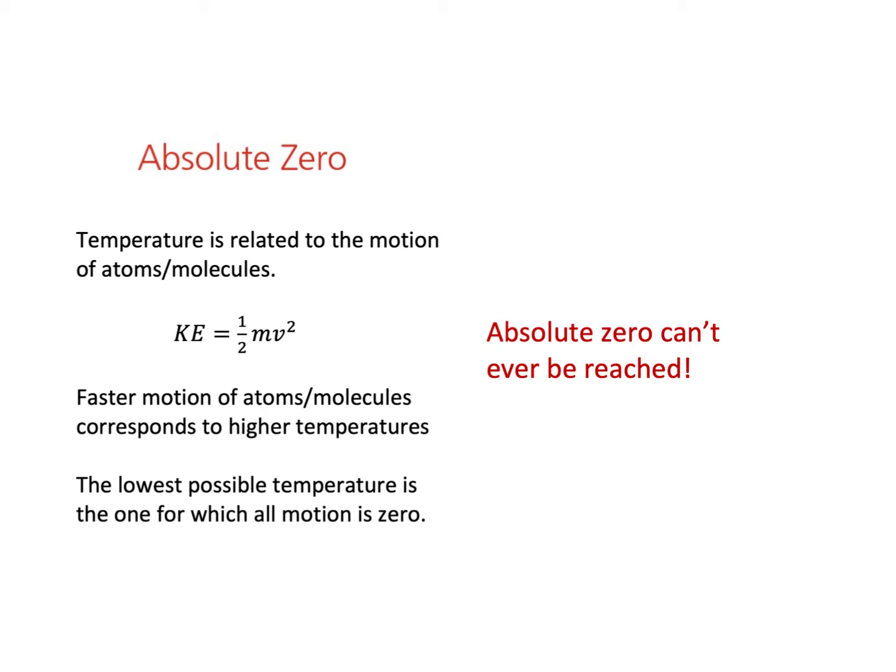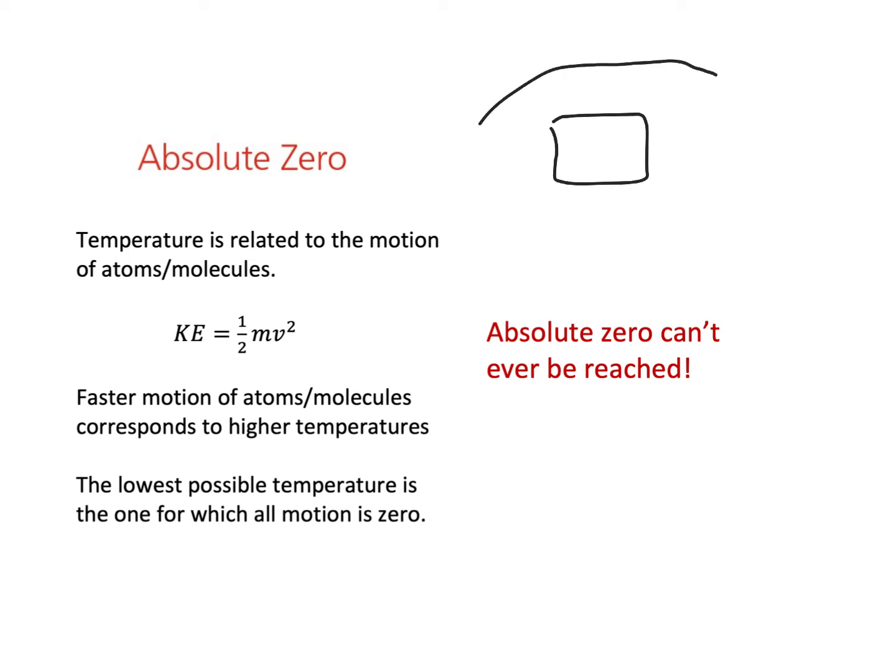And it turns out you can't actually get to absolute zero. You can get really, really cold. You can get really, really close to absolute zero, but you can never go there all the way. And the reason for that, imagine you have a block and you're cooling it down and you're getting it closer and closer to absolute zero.